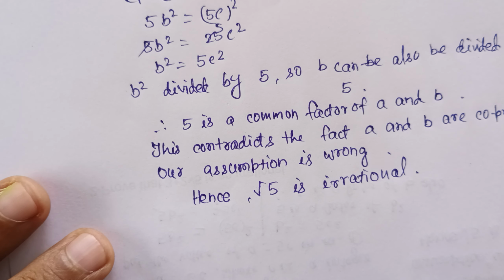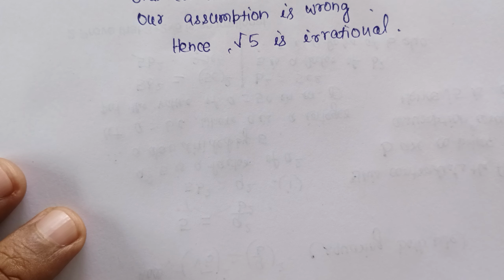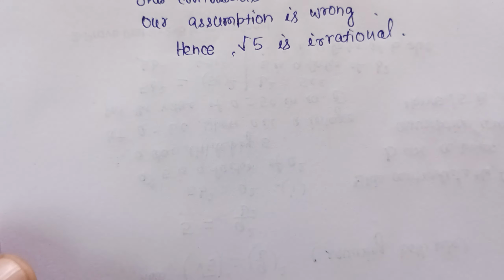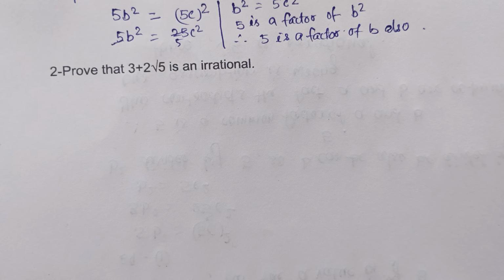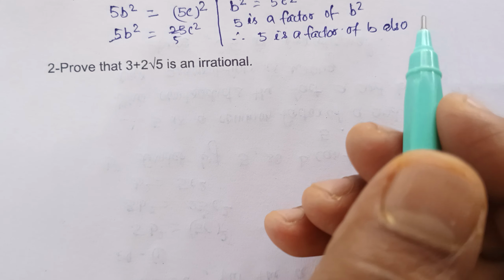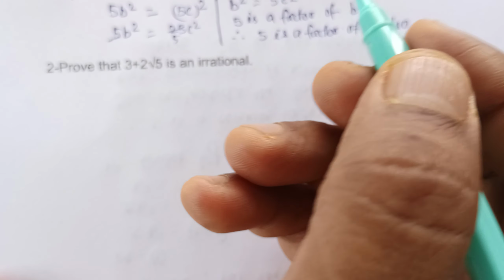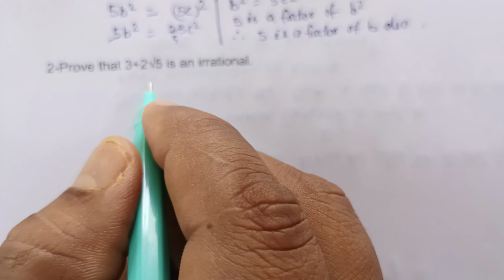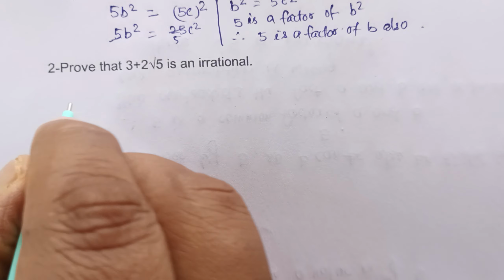That we proved. Okay. Now we are writing the second question. What is the second question? Let me check. The second question is: prove that 3 plus 2 root 5 is irrational. Here also, as root 5 is irrational, let us assume.